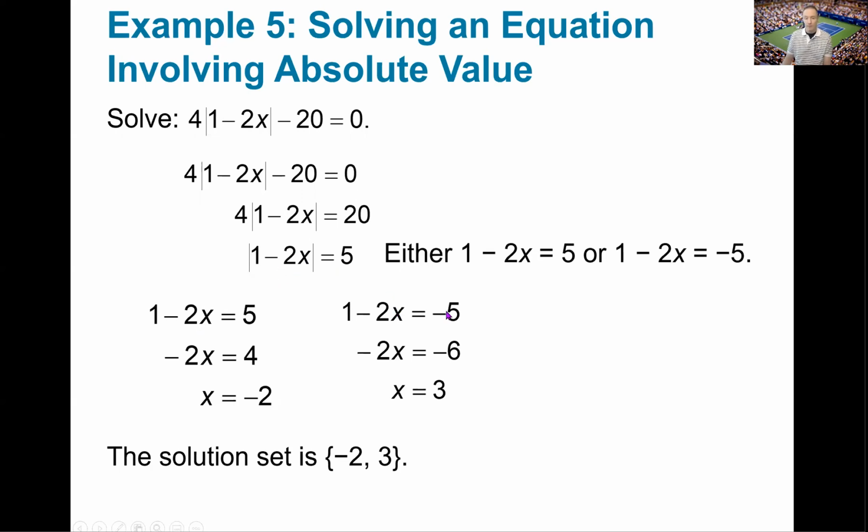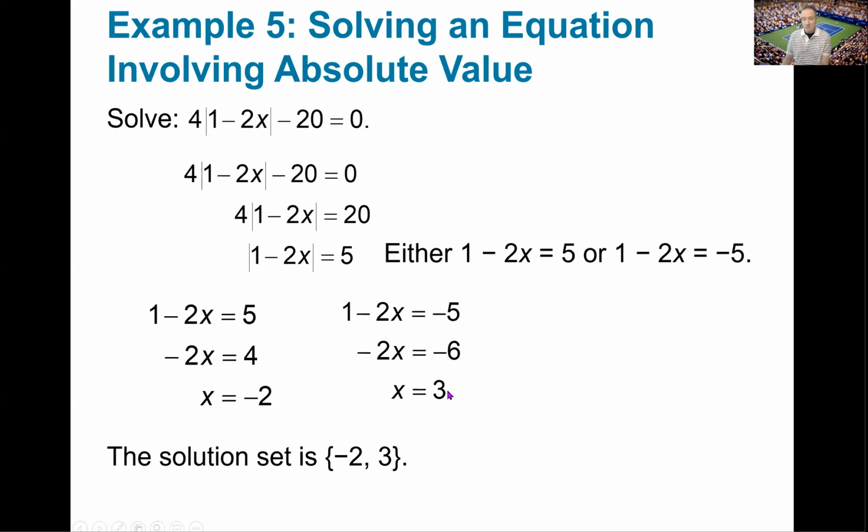Now we solve out both of those pretty simple linear equations, and I'll say, well, in this first one, I'll subtract 1 on each side to get negative 2x is equal to 4. Then I divide by negative 2. 4 divided by negative 2 is negative 2. One solution should be x equals negative 2. My other solution, when I set this equation equal to a negative 5, I subtract 1 first and get negative 2x is equal to negative 6. We divide by negative 2. Negative 6 divided by negative 2 is positive 3.